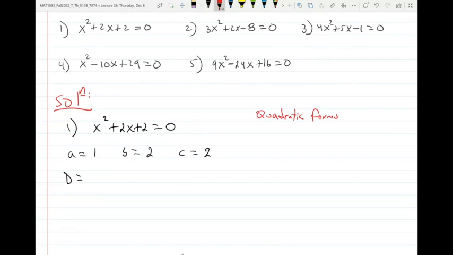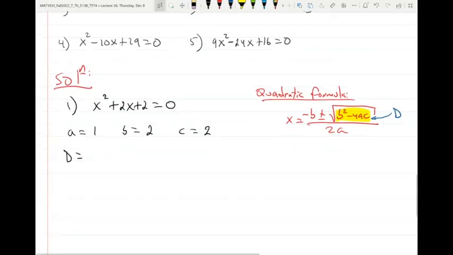So the quadratic formula says that the solution is going to be negative b plus or minus the square root of b squared minus 4ac, over 2a. This part right here, I'm going to call D for discriminant. I always like to compute this piece first, so I know what to expect, and then when we use the formula, we have something clean. You just put a number here instead of this big expression, and then you can simplify without making mistakes.